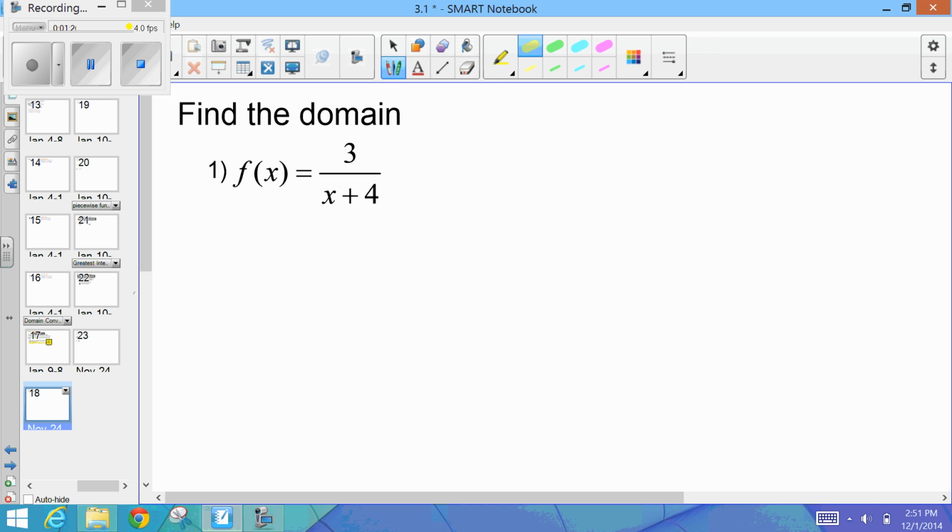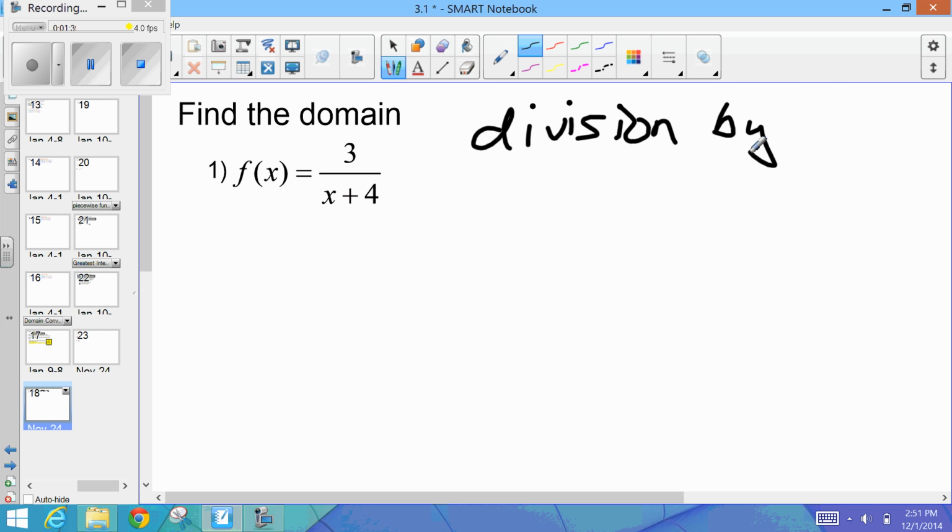All right, here's the first problem where we're finding the domain, okay? And so we are looking for two things. We are looking for division by zero, and we are looking for the even root of a negative number, okay? So there's no roots in this, but there is a division. So what we're looking for is when will the denominator be equal to 0? Because if the denominator is equal to 0, you don't have a real output, all right?